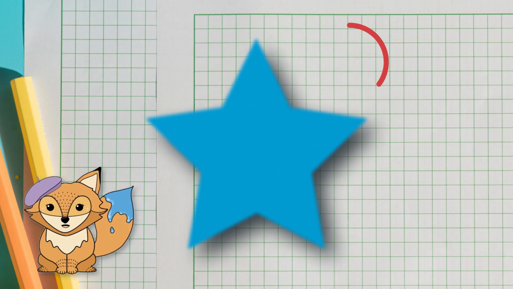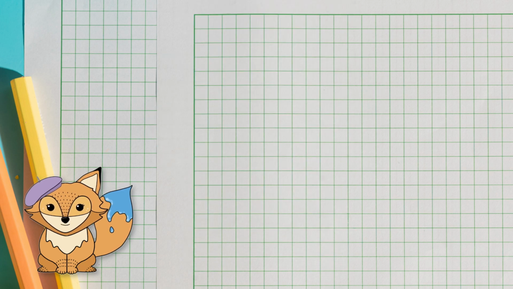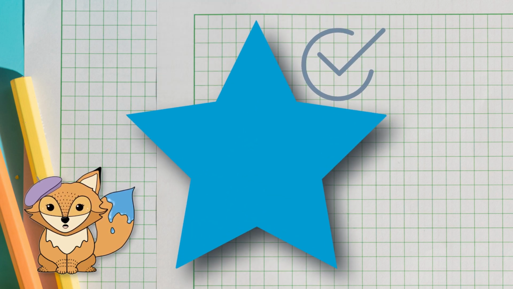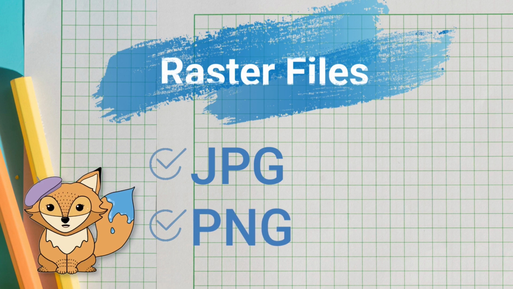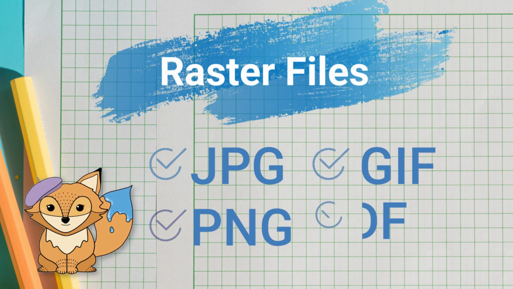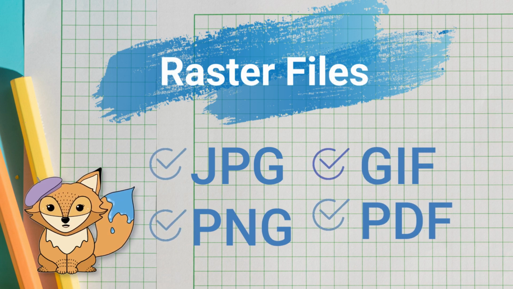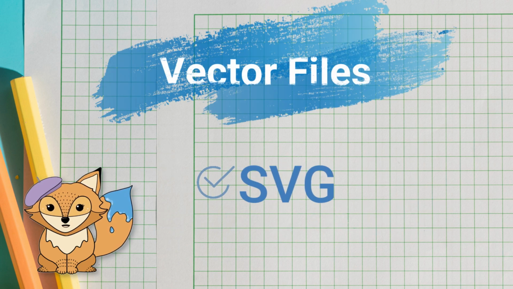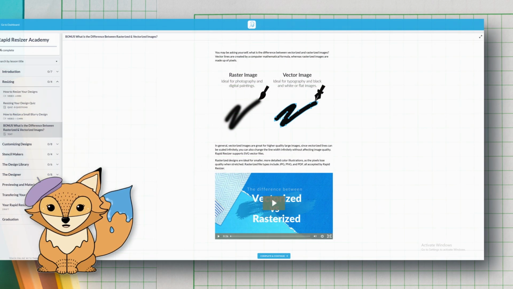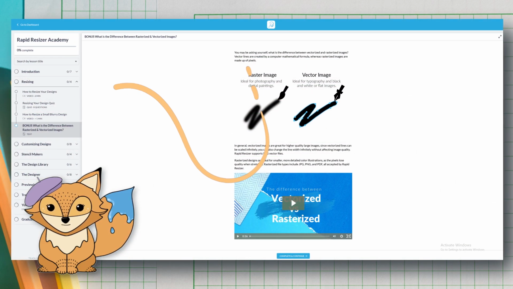It's important to make sure your images are good quality and that you're uploading the right types of files. We accept raster file types such as JPEGs and PNGs, GIFs, and PDFs. We also accept vector SVG files. For more information on the different types of files, check out our bonus Academy lesson here.